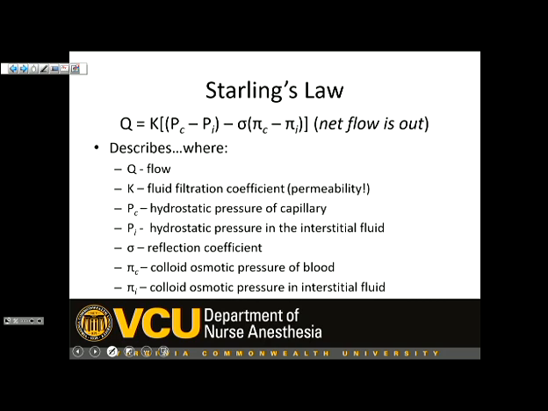Anybody just love the Starling equation? This is the basic, watered-down version of the Starling equation, and certainly it's important to understand some of the components here. Walking through this, what is the net flow? We're looking at the permeability, which is this constant here. What are these values? You can see them right on here.